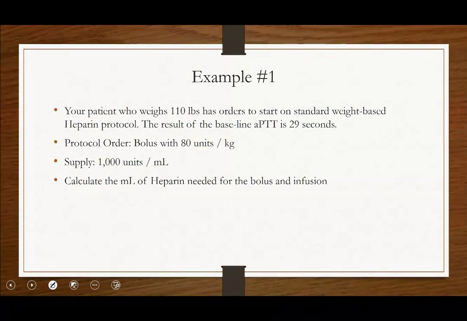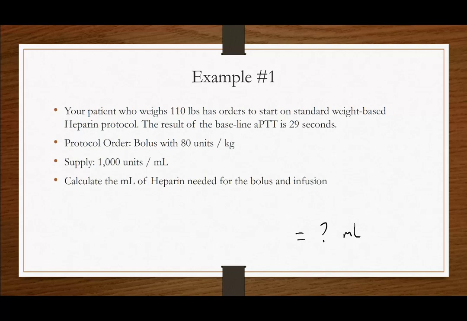The result of the baseline APTT is 29 seconds. This gives us a protocol order of a bolus with 80 units per kilogram, with our supply being 1,000 units per milliliter. We're asked to calculate the milliliters of heparin needed for the bolus and infusion. So our goal in this instance is to determine the number of milliliters in total.